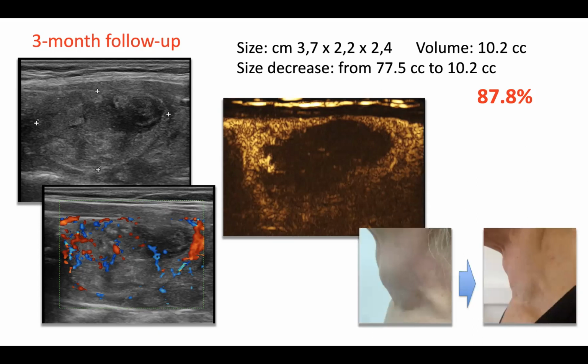And just at 3 months, visibly, the neck of the patient decreased markedly in size. You see here on the left side is the pre-treatment. On the right side, there is the 3-month appearance of the nodule, almost completely disappearing on the clinical observation.